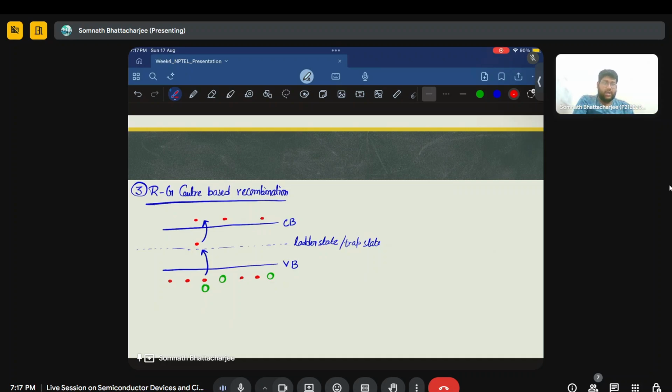The basic phenomenon here is that it becomes much easier for an electron to jump to the trap state or the ladder state, and for a hole to come to the valence band from the trap state. This exchange is much easier than band to band recombination and band to band generation. Similarly, a similar phenomenon can be shown here as well. This is called RG center based generation.